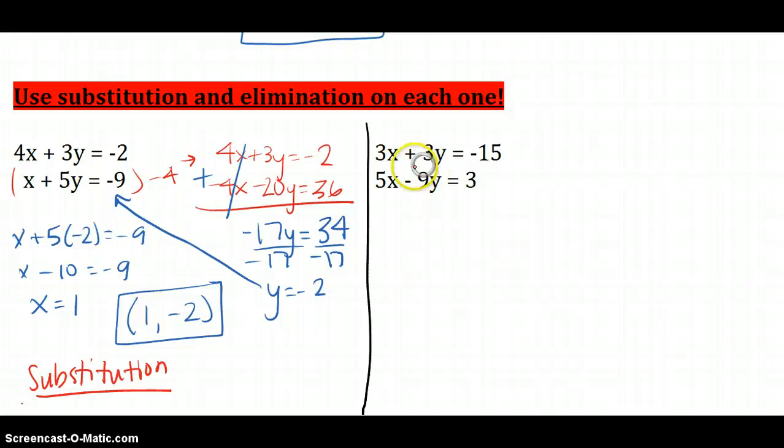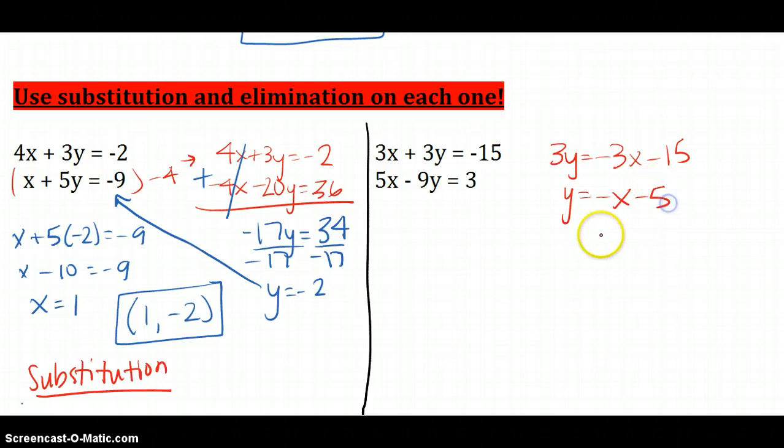So over here, on this one, I'm going to do substitution. I want you to do elimination. So substitution, I pick one of these, solve for a variable, doesn't matter which one. I'm going to start with the top one and solve for y, just because I want to. So I subtract 3x to the other side, divide everything by 3, y equals -x minus 5.